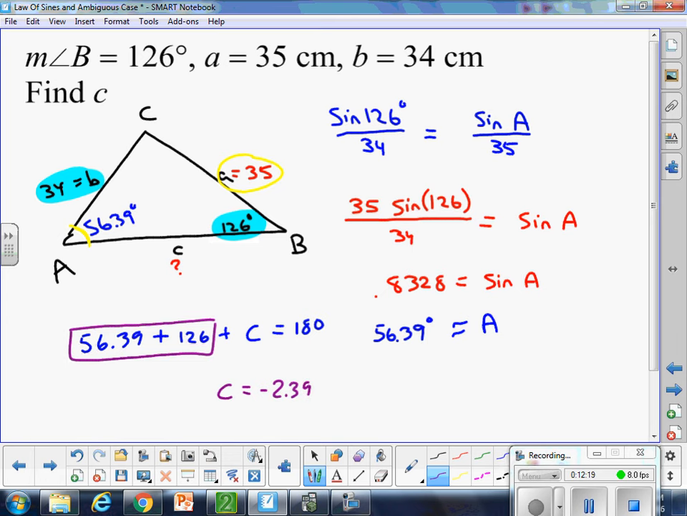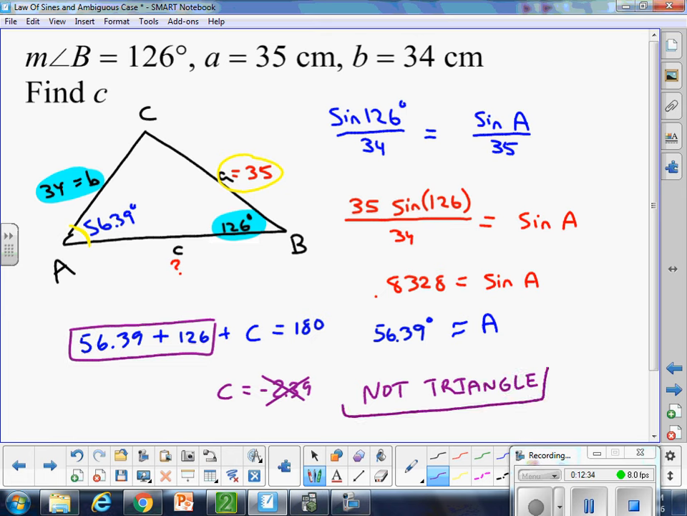Okay, if that happens, something's wrong. We have no triangle here. This thing doesn't even have a solution. And sometimes that happens. Sometimes they give you things that just don't work. Okay, and this is why this is ambiguous. We'll see in a second.